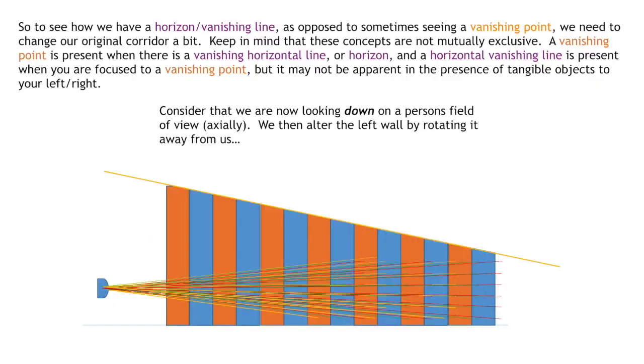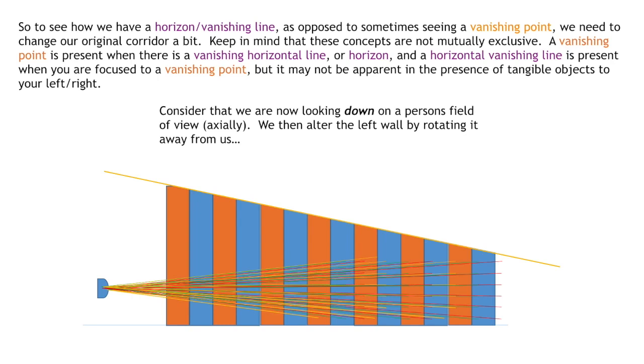So to see how we have a horizon or a vanishing line as opposed to sometimes seeing a vanishing point, we need to change our original corridor a bit in order for this to become a little more apparent. So keep in mind that these concepts are not mutually exclusive. A vanishing point is present when there is a vanishing horizontal line or horizon, and a horizontal vanishing line is present when you are focused to a vanishing point, but it may not be apparent in the absence of tangible objects to your left or right.